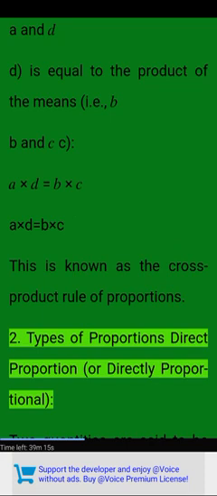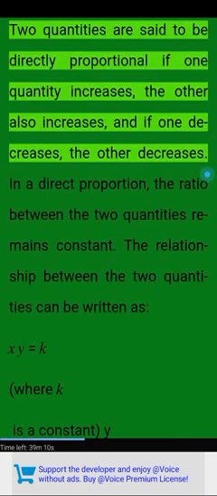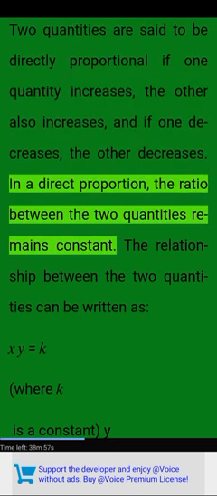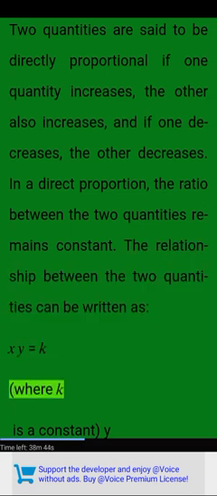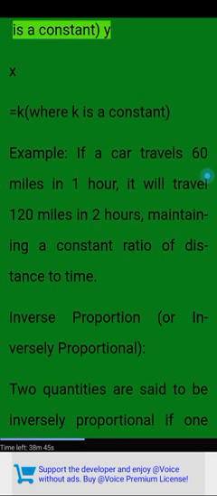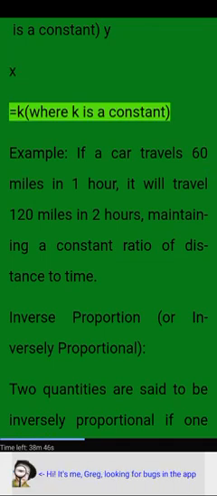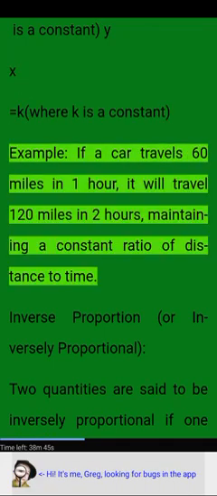2. Types of proportions: direct proportion, or directly proportional. Two quantities are said to be directly proportional if, when one quantity increases, the other also increases, and if one decreases, the other decreases. In a direct proportion, the ratio between the two quantities remains constant. The relationship can be written as y/x equals k, where k is a constant. Example, if a car travels 60 miles in 1 hour, it will travel 120 miles in 2 hours, maintaining a constant ratio of distance to time.